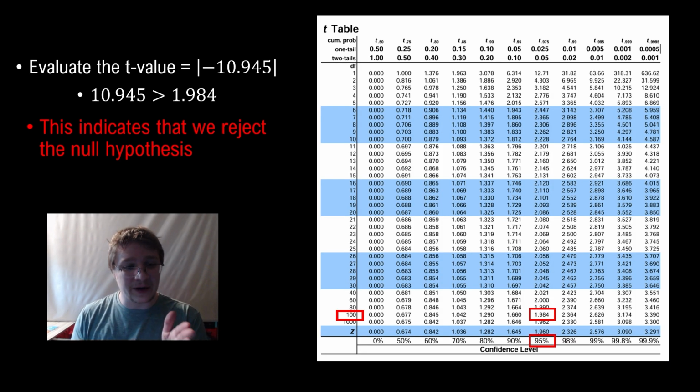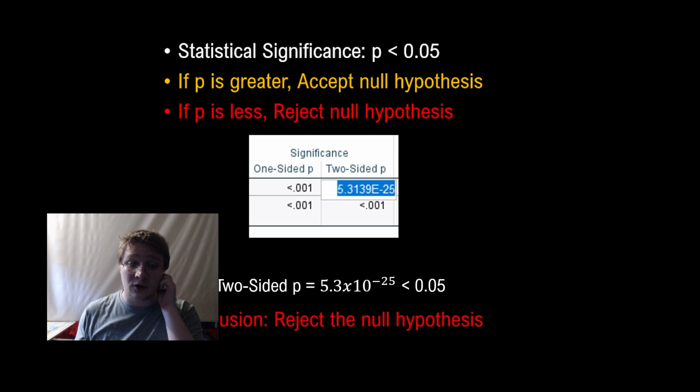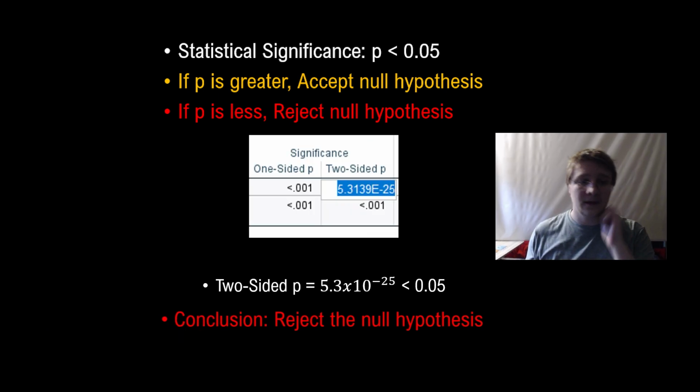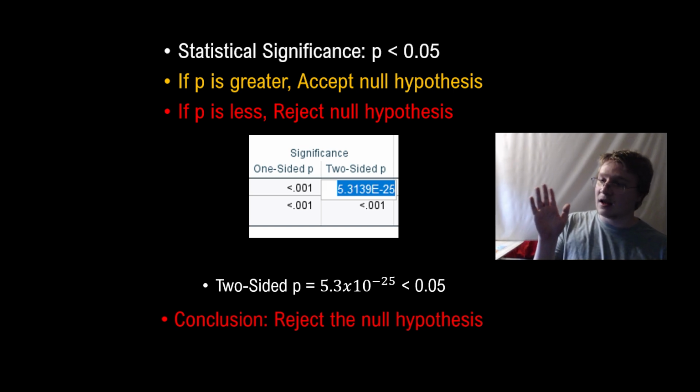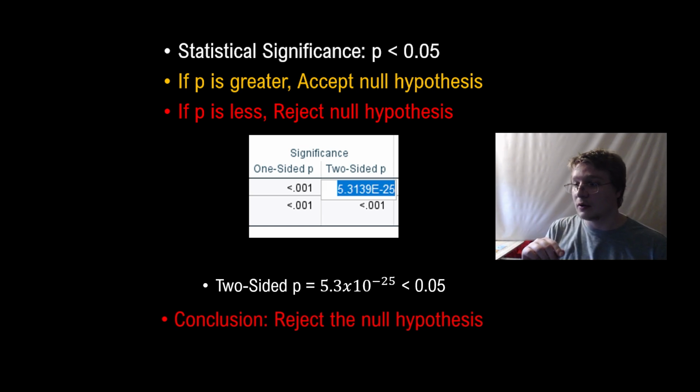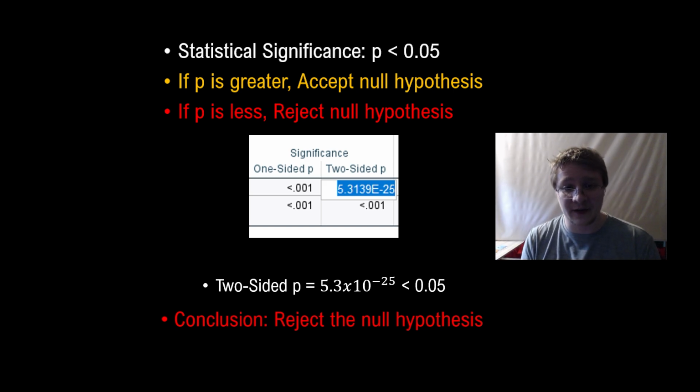So anyway, continuing on. We look at the statistical significance again. The p-value is less than 0.05. We check if it's less, then we reject the null; if it's greater, we accept it. Our p-value, the probability value, is 5.3 times 10 to the negative 25, which is way smaller than 0.05. So looking at just the p-value, we also reject the null hypothesis.